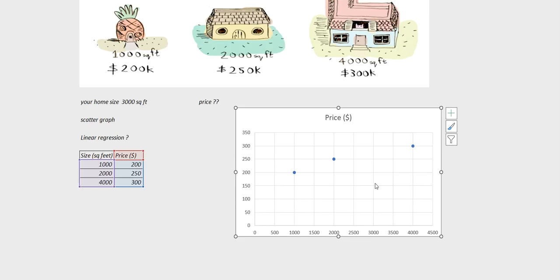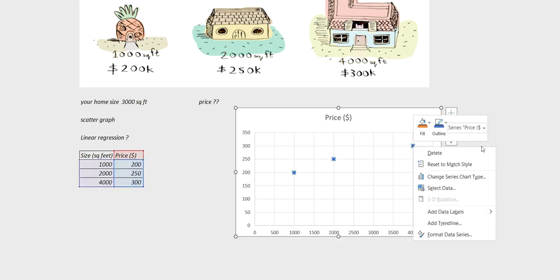Okay, so it will show the relationship between the size and the price of the house. Okay, so here you can see that there is a positive correlation present between the size and the price. Now the next point is, if there is a positive correlation present, then next I will draw the best fit line.